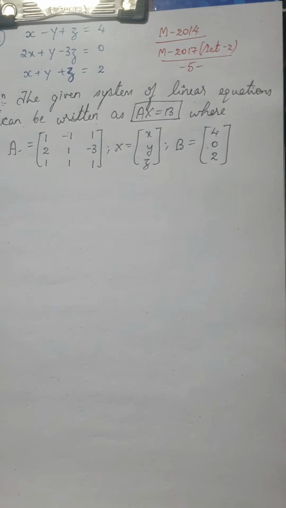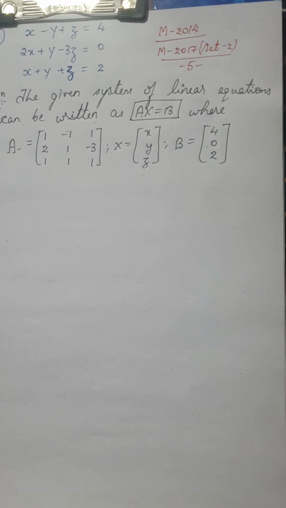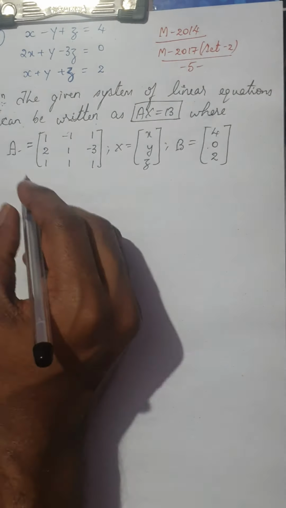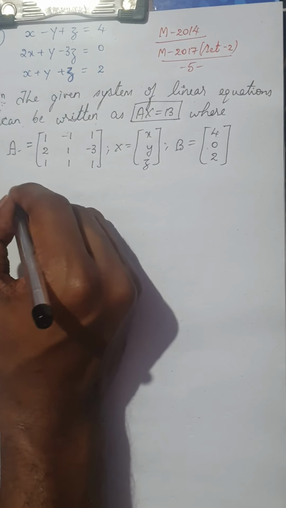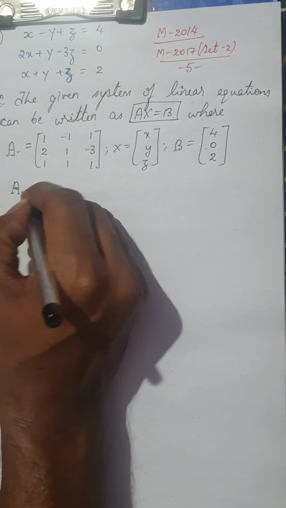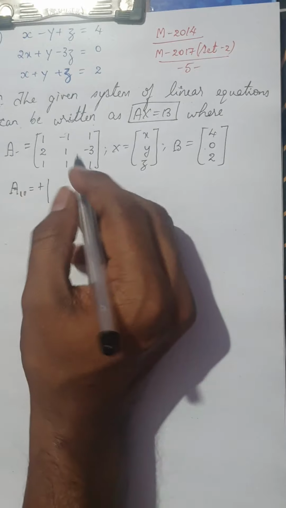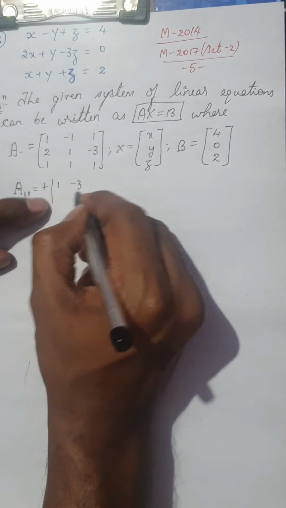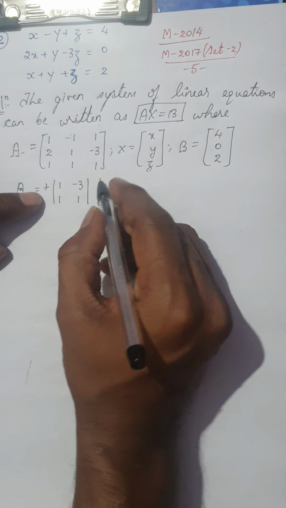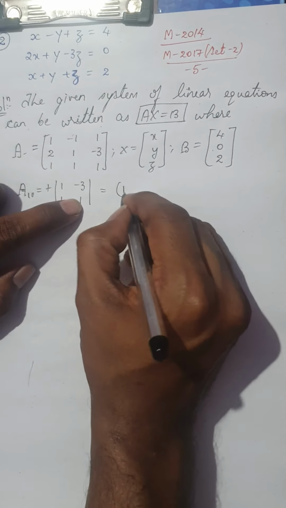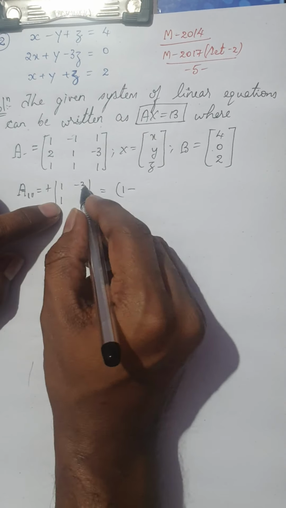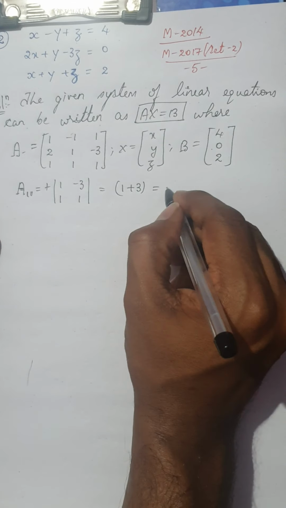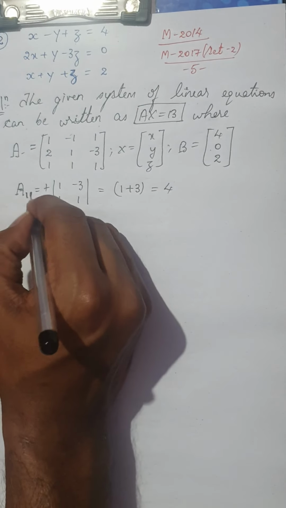As we have done in the previous question, we have to find the adjoint of the matrix A. For that I have to find out the cofactor of each element. Shall we start? A11: outside is plus, take away the row and column, you will get 1, minus 3, 1 and 1. So outside is plus, 1 into 1 is 1, minus 3 into 1 is minus 3, but outside I have minus, so 1 plus 3, that is 4. Sorry, it is A11.